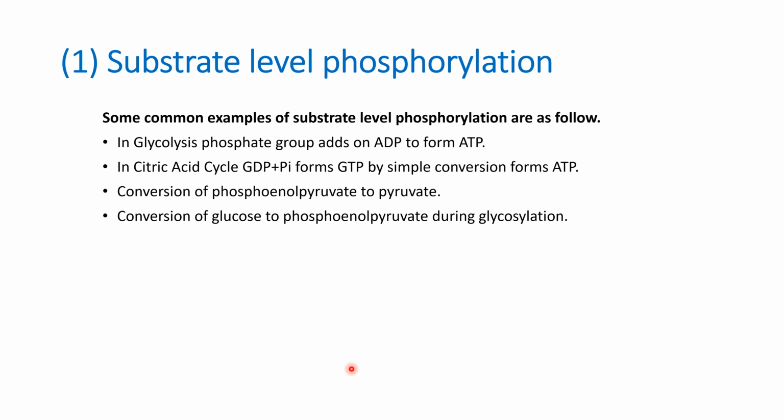Conversion of phosphoenolpyruvate to pyruvate, because there is phosphorylation, a phosphate group which is eliminated and kicked off from the phosphoenolpyruvate, and it is converted into pyruvate by giving up this phosphate group. Conversion of glucose to phosphoenolpyruvate during glycolysis, where phosphate groups are added and it converts into phosphoenolpyruvate. So these are the common examples of substrate-level phosphorylation.